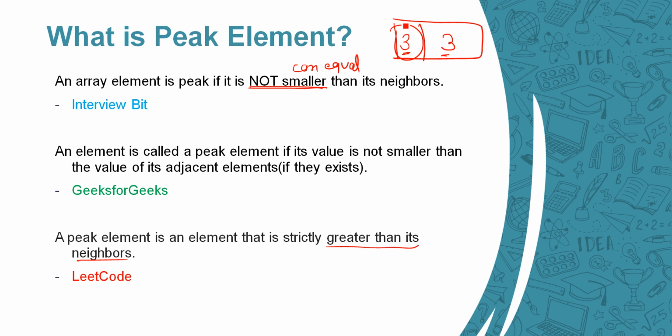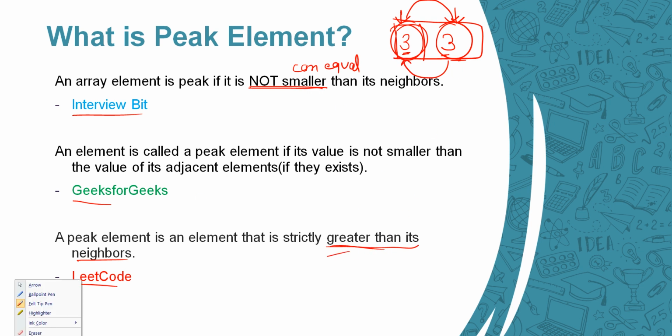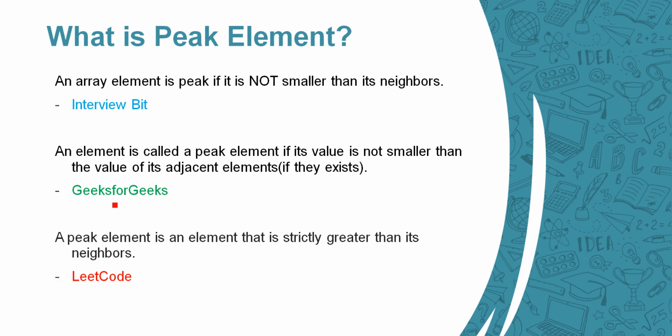So in this case this 3 will be considered a peak element, and this 3 will also be considered a peak element because it has only one neighbor. This is the neighbor of this one and this is the neighbor of that one, right? So both 3s will be considered peak elements in the definition of GeeksforGeeks and InterviewBit, but in the LeetCode definition it should be greater than. So this 3 is not greater than this 3, right? According to that definition, it is not a peak element. So we will go with the GeeksforGeeks definition and find a solution based on it.